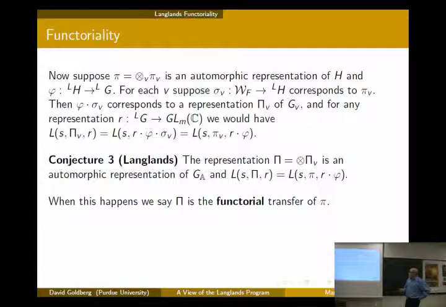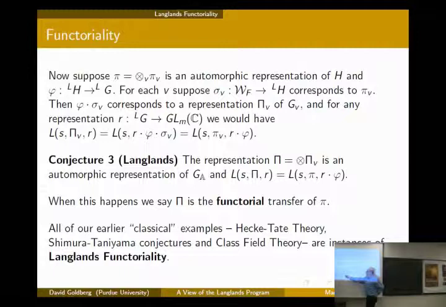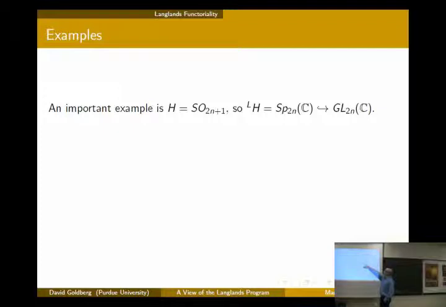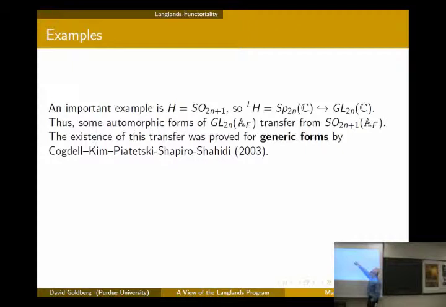All of our earlier classical examples, Hecke theory, the Shimura-Taniyama conjectures, classical theory, are all examples of this. They all now fall into this category, so these have all been unified by this philosophy of Langlands. It's really broad and wide-reaching in what it can accomplish. An important example is if you take SO_{2n+1}, its L group is Sp_{2n}, and that embeds in GL_{2n}. Notice that there's a group in 2n variables, and this is a group in 2n+1 variables, and so some automorphic forms of GL_{2n} should transfer from SO_{2n+1}.